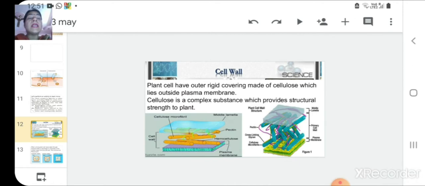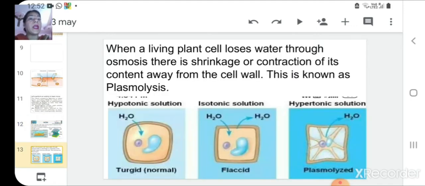So chemically, cellulose is a complex structure. That is why it provides strength and rigidity to the cell wall. Here again in this slide you can see what happens to a cell when it is kept in hypertonic, hypotonic and isotonic solution. We have already done this part in our previous session, so we need not focus on it again and again. Just go through the picture. These pictures are very important. Through that picture only you can understand what happens to the cell when it is kept in three different types of solutions.